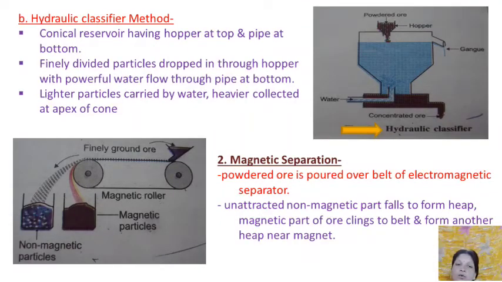Now we will discuss the hydraulic classifier method. It contains a conical reservoir having a hopper at the top and pipe at the bottom. You can see the figure very carefully. Finely divided particles drop through the hopper with powerful water flow through pipe at bottom, and lighter particles are carried by water, heavier collected at the apex of the cone. And in this way, by using the hydraulic classifier, we can do the concentration of the ore. Another method which is used is the magnetic separation method.